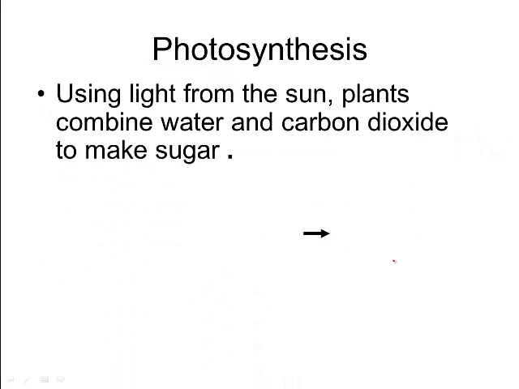So photosynthesis, again, we're going to use light from the sun. Plants are going to combine water and carbon dioxide. And in that process, they're going to end up making sugar as their end product. That's what they want to get out of this. There's also a waste product that is produced as well.